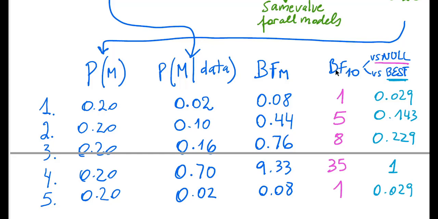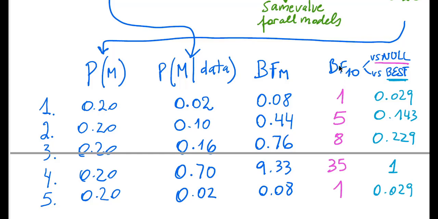The last column in the JASP output has BF10. You can change this to BF01 if you want. We are going to keep it BF10. The other choice you have is whether to compare to the null or compare to the best. Okay, so I did both cases, but in the output you will only have one of them. You need to choose which one you want. You can do both, but one after the other.